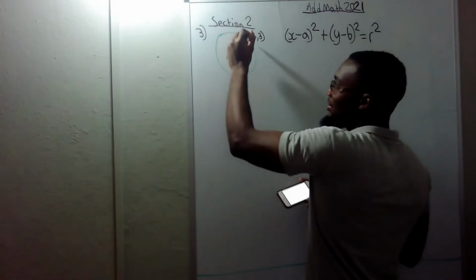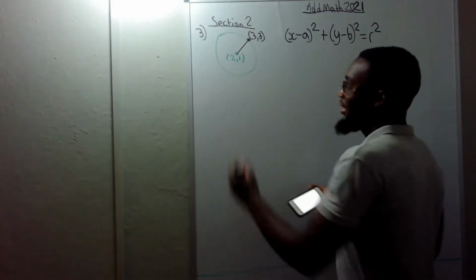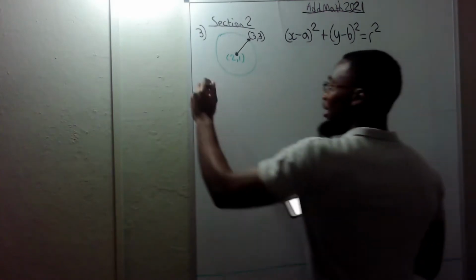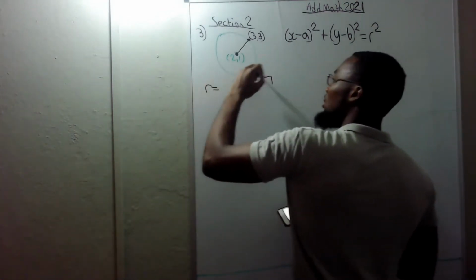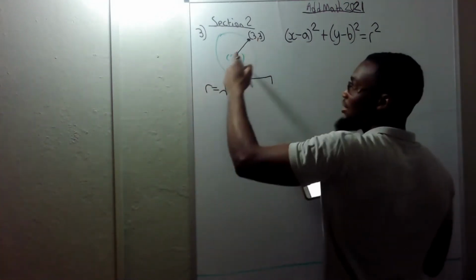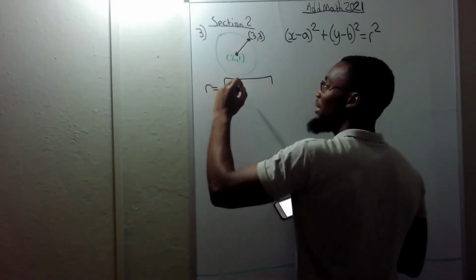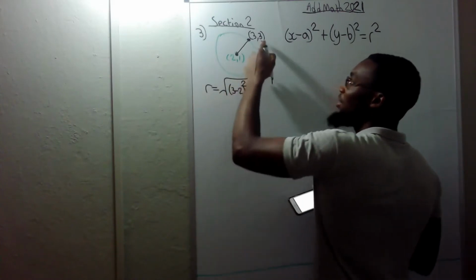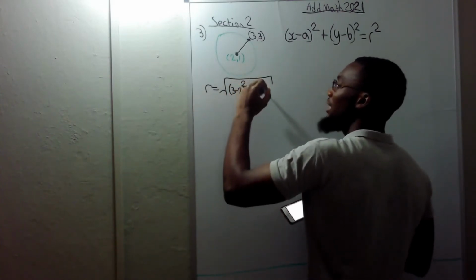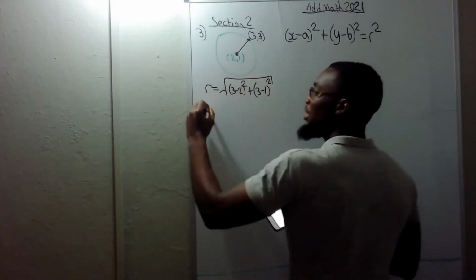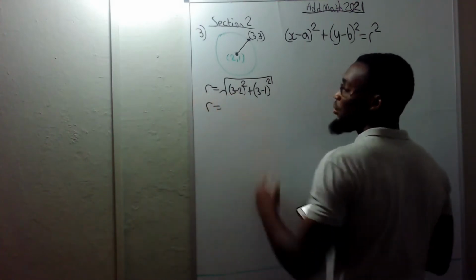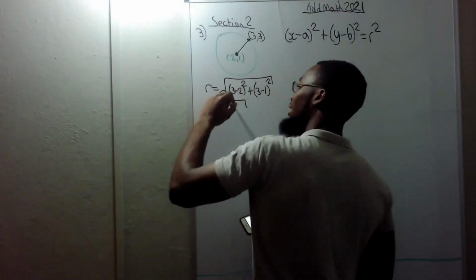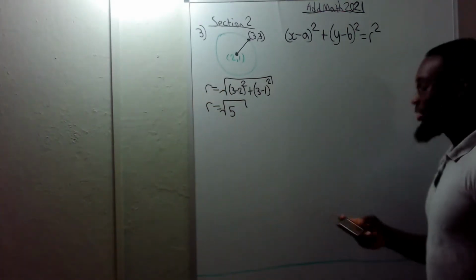So first thing we need to do is find the radius. To find the radius, guys, the radius is going to be equal to the square root of (x2 minus x1) squared plus (y2 minus y1) squared, that's (3 minus 2) squared plus (3 minus 1) squared. We work that out, that's 1, and 2 squared is 4. Put that in the calculator, you get root 5, that's the radius.